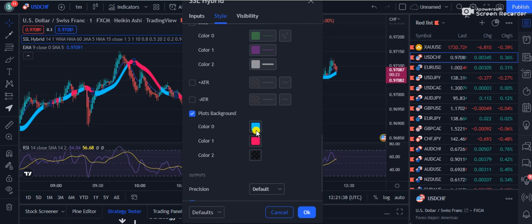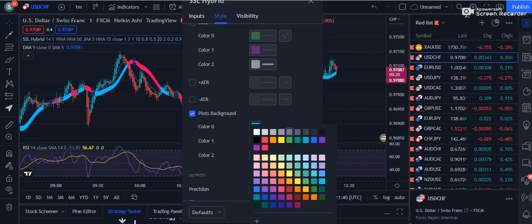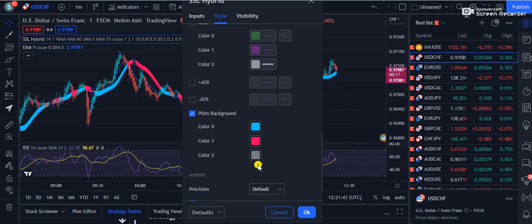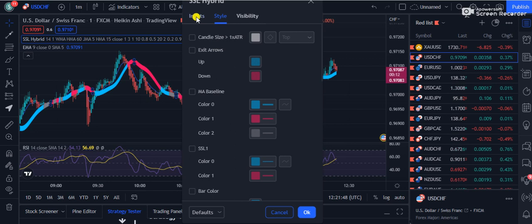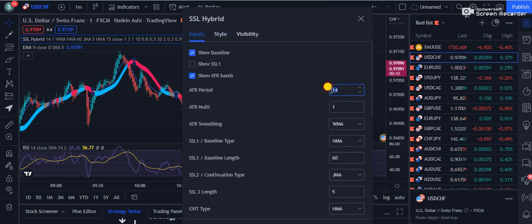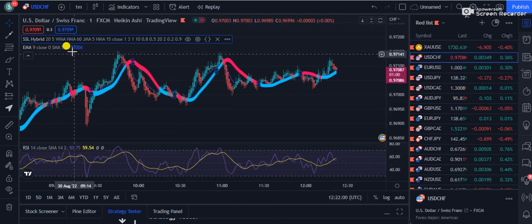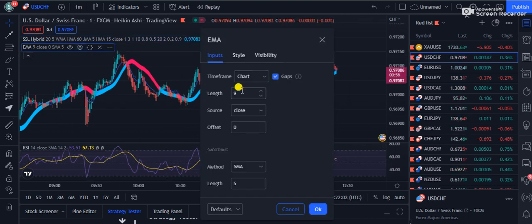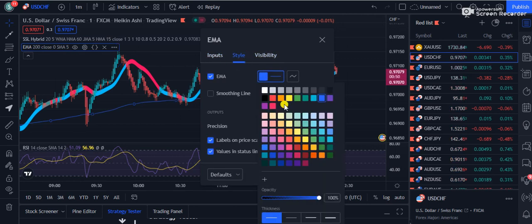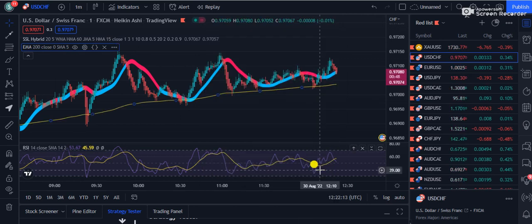So for example, look at these two colors, look at this box, and now I will change the opacity to 100, and you will see this will turn into the color. Okay, so this is the first thing that we have done, and the second thing we are going to do is the ATR period. So this is 50 into 5. Okay, so we will change this one and then I will press OK, right? Okay, the second indicator is the EMA. So I'm going to change the length from 900 to 200, and in the style section, I'm going to give a yellow color and then I press OK.